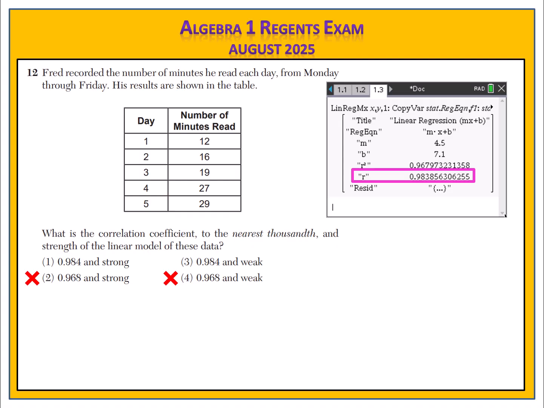Is this data strong or weak? If the number is close to 0, it is weak. If the correlation coefficient is closer to positive or negative 1, the data is strong. 0.984 is very close to 1, therefore the data is strong. 0.984 and strong, choice 1.